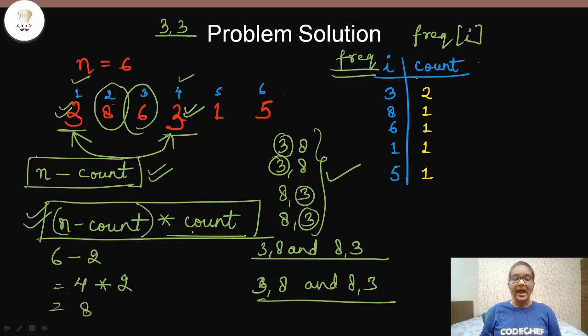And suppose you do it for 8, and the count is 1, so even if you perform this particular expression for 8, then also it will give you the correct answer, right? It will be 6 minus 1 into 1. So into 1 is not a problem, it will give you the correct answer. So you don't need to put an extra if condition that if your count is greater than 1, only then you will perform this expression, else you will perform that expression. That scenario is not needed at all. So guys, this was the problem explanation.